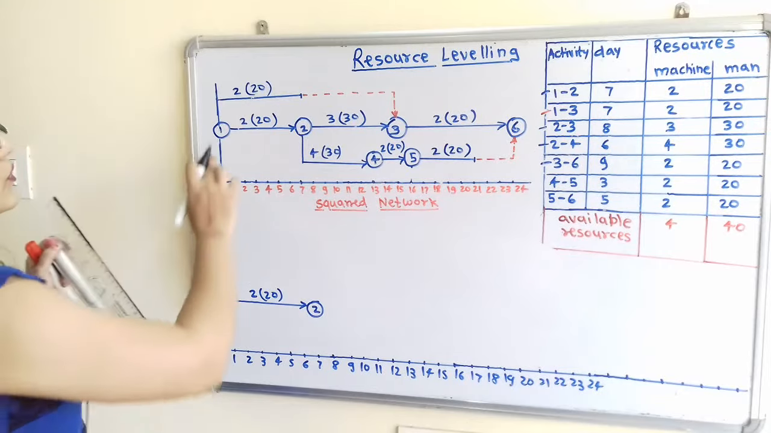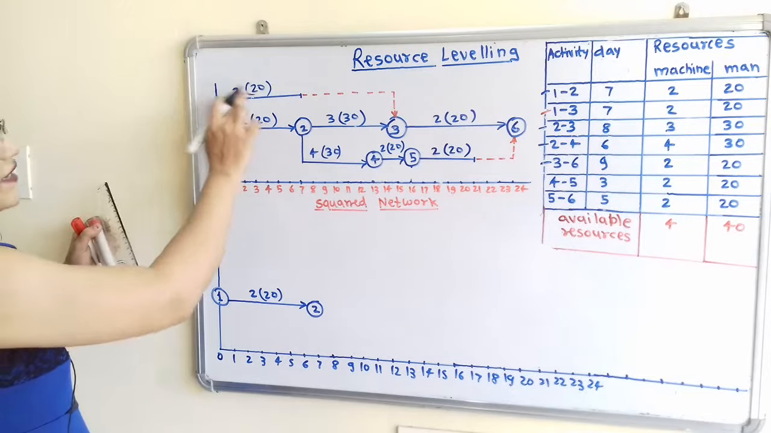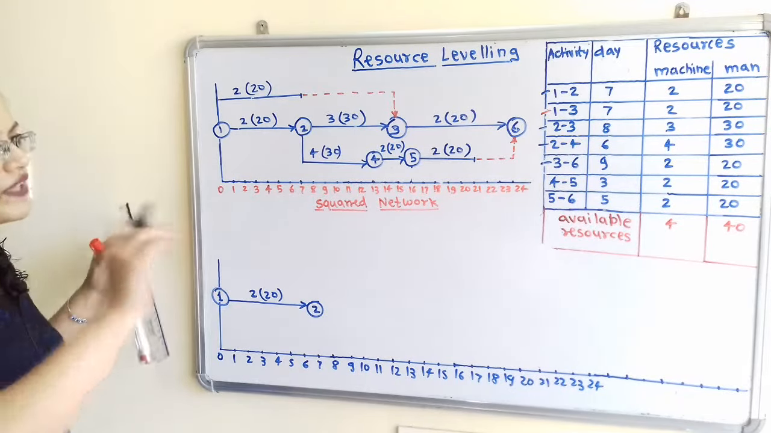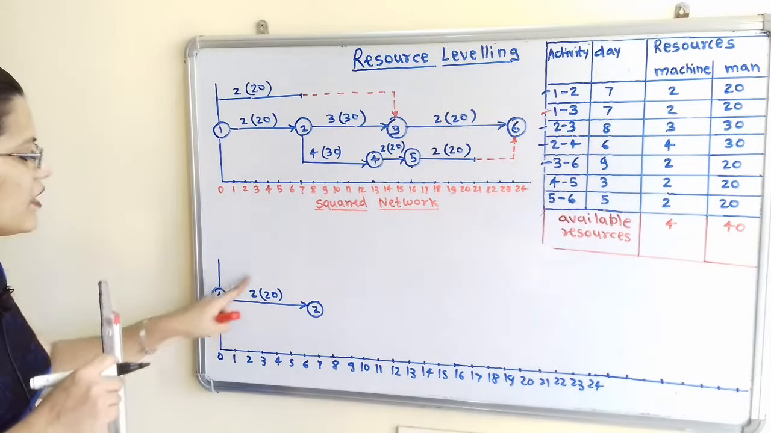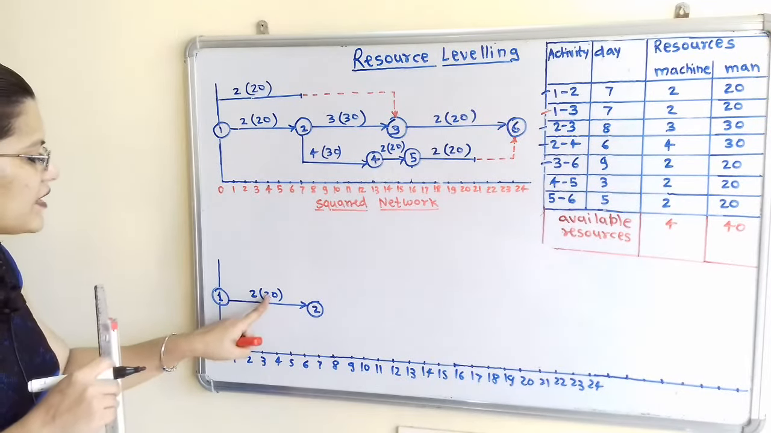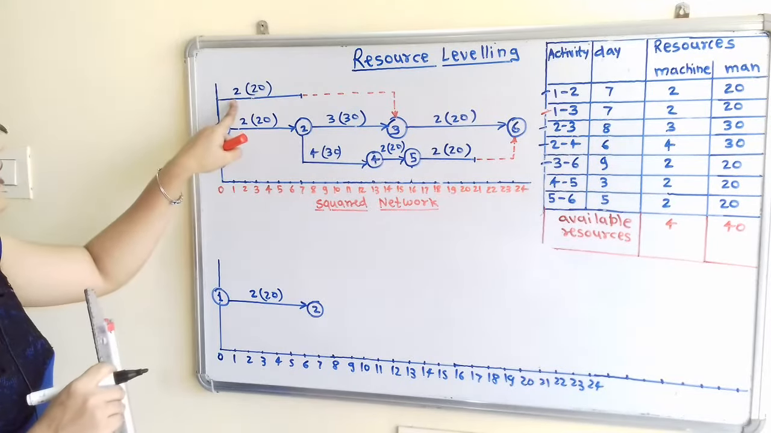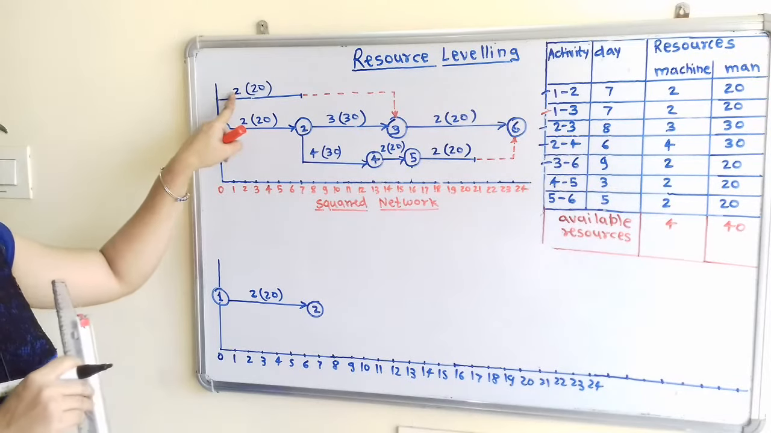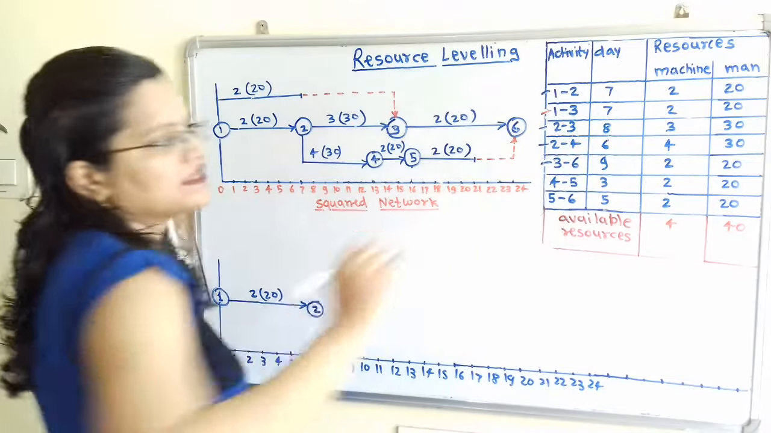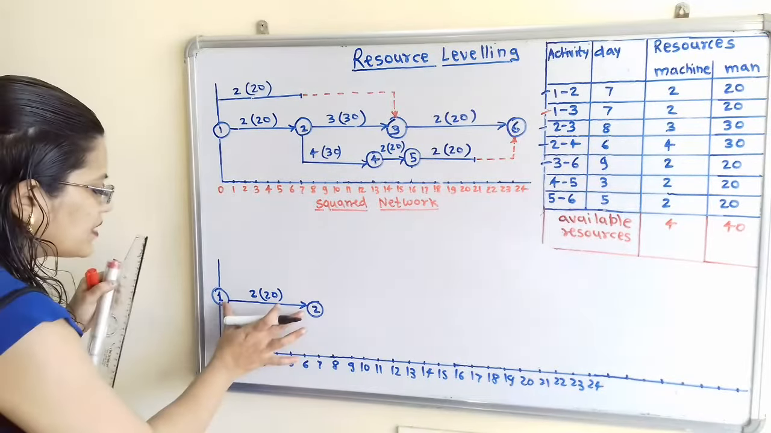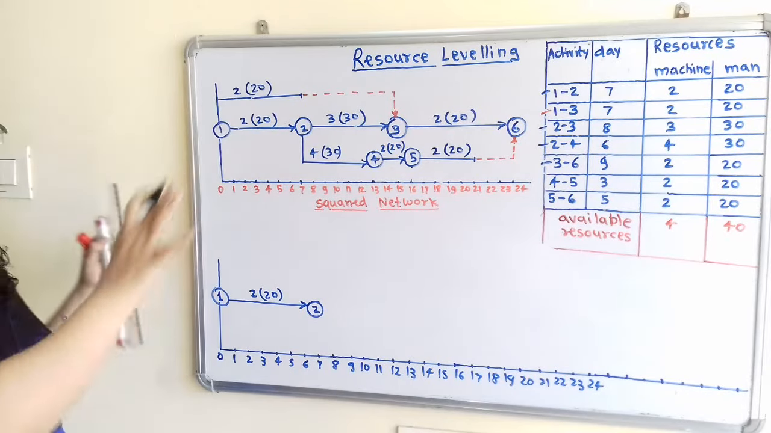Now the 1 to 3 activity is also there, and for this activity 2 machines and 20 men are required. Now our availability is 4 machines and 40 men. So if we engage these 2 machines and 20 men for this 1 to 2, then for this 1 to 3 we can engage the remaining 2 machines and 20 men. And what is the time period? The time period is 7 days. That is, the time period is the same for activity 1 to 2 and for 1 to 3.